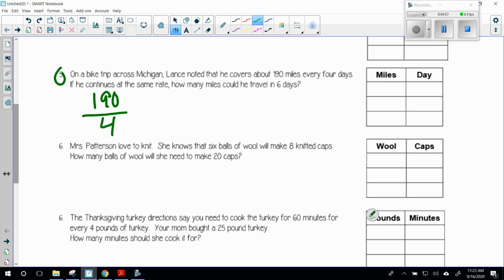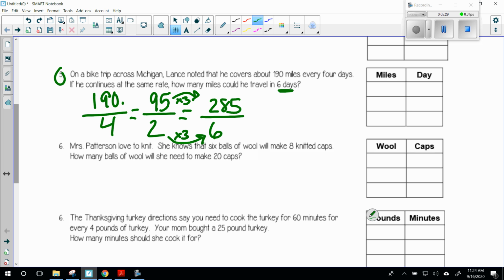And if you do that, that's nice, but on this problem, we get 47.5 as the unit rate, so we don't really want decimals in here. So to simplify, we're just going to divide by 2. I know that 190 is divisible by 2 because it ends in 0. So 190 divided by 2 will give us 95. So 95 over 2. Now that's going to help us with this 6 days, because if I put a 6 down here, now we can clearly see to get from 2 to 6, we're going to multiply by 3. So we're going to multiply that 95 by 3 to get an answer of 285.